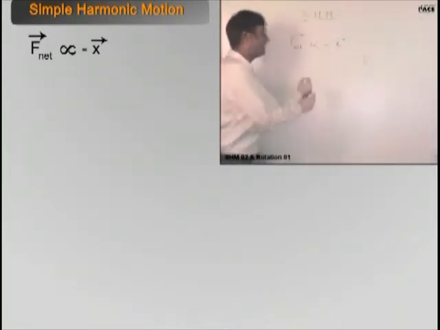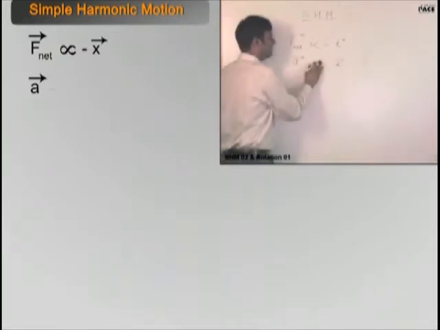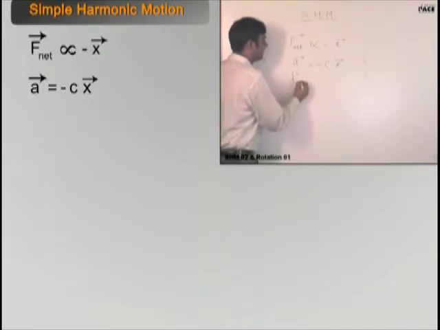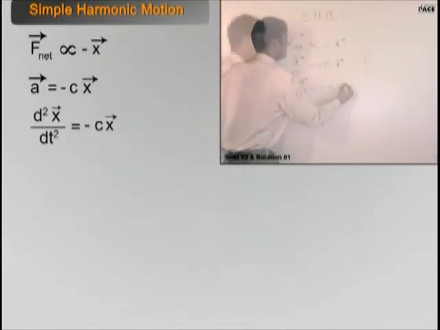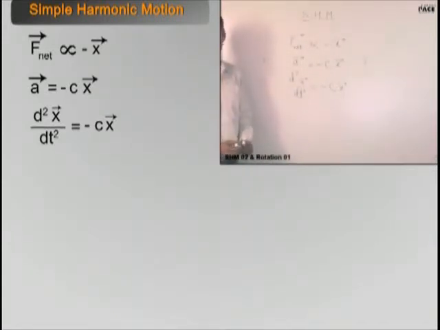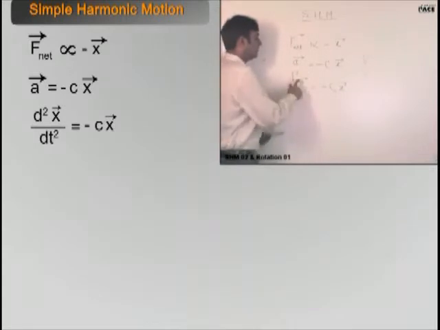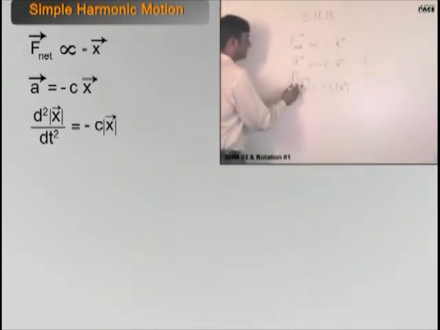So if I have net force like this, then the acceleration will be equal to some constant times x. Now if you write acceleration as d2x by dt square, this will be equal to minus cx. Now I can integrate this equation. The final solution, this is a second order differential equation, but you can do it by integrating step by step.